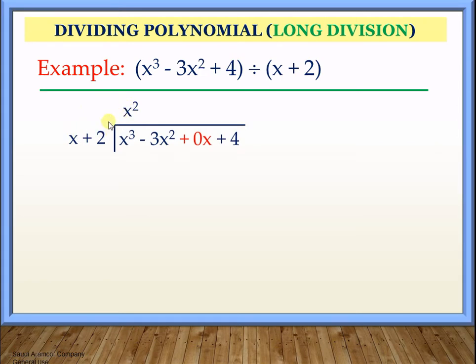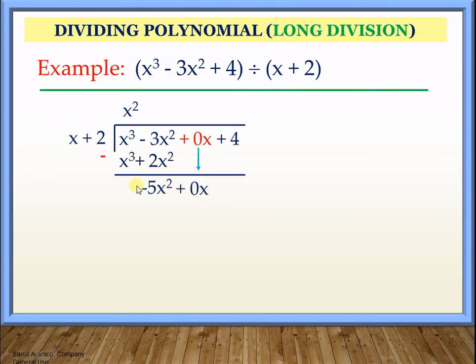So x squared times x and x squared times positive 2 will give us x cubed and positive 2x squared. Then do the subtraction again. So x cubed minus x cubed is 0. Negative 3x squared minus 2x squared. Again, be careful because this sign will be changed. So it will become negative 5x squared. Put down the next term.